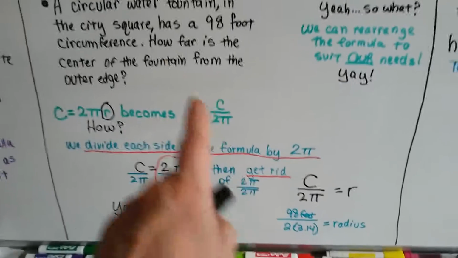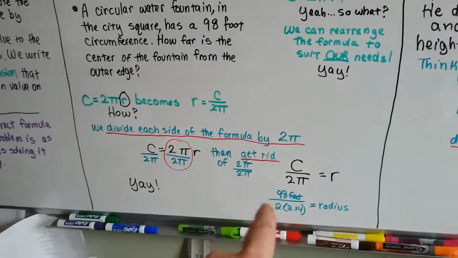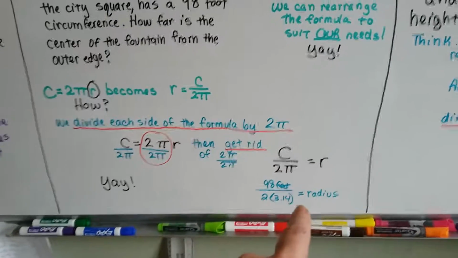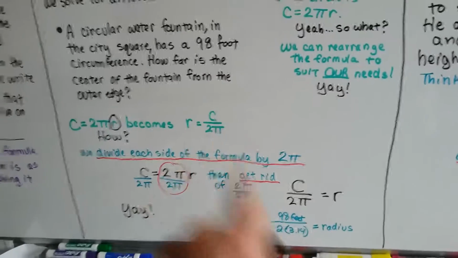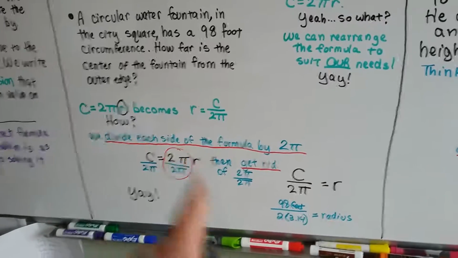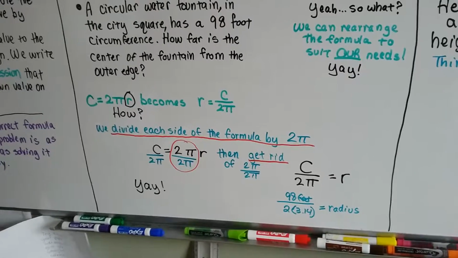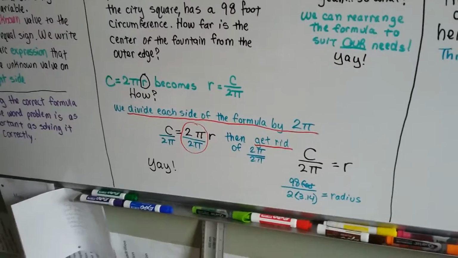So what does that mean? It means now we can plug in our amount, 98 feet over 2 times pi 3.14, and that's going to tell us the radius of that fountain. See? Then we'll know the distance from the center of the fountain to the outer edge. Make it do what we want it to do. Isn't that fun? All right, let's try it again.